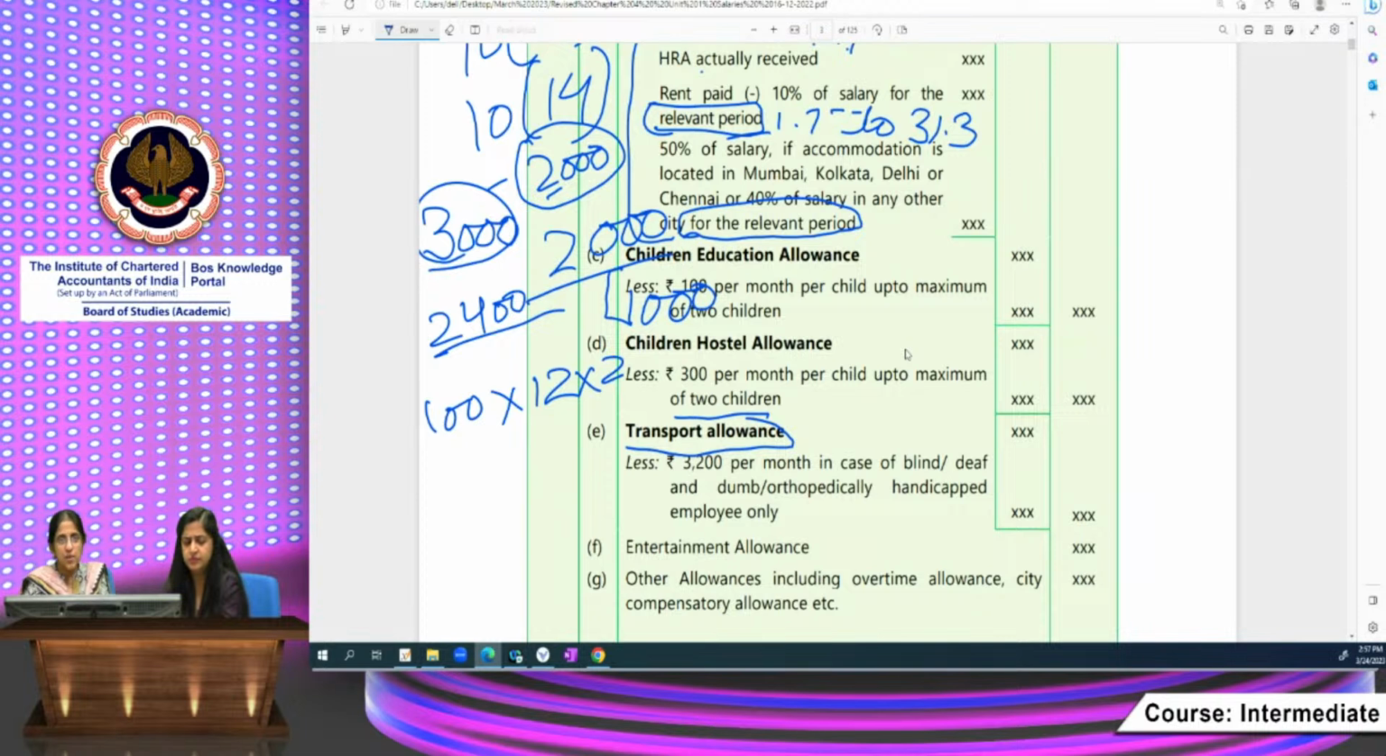Anish is talking about the format given in the study material. Yeah, that's why we've given it to you, so that you use that particular format.